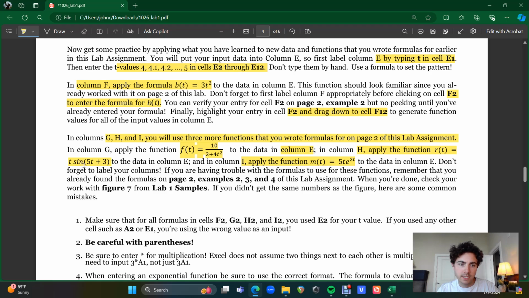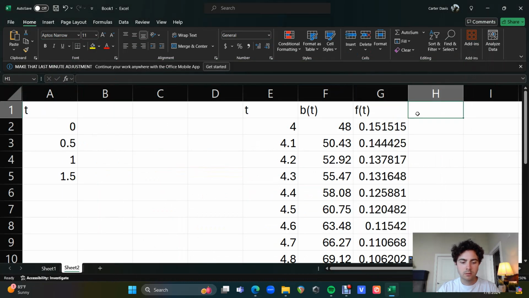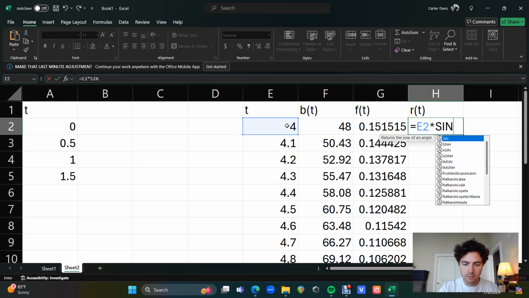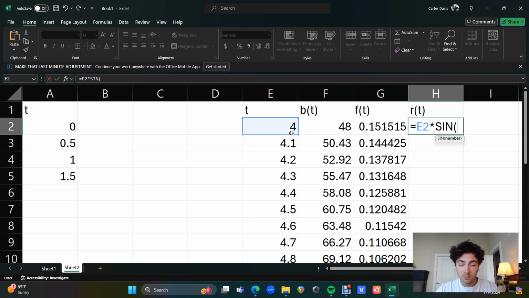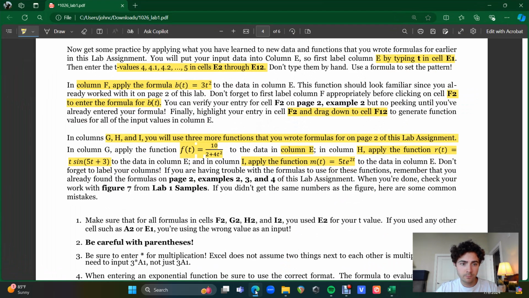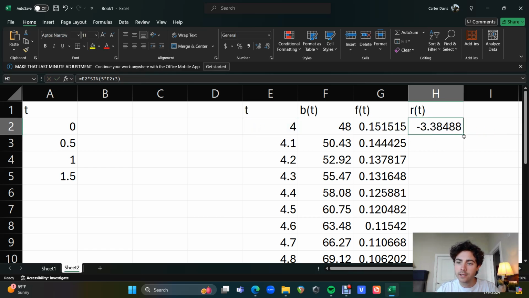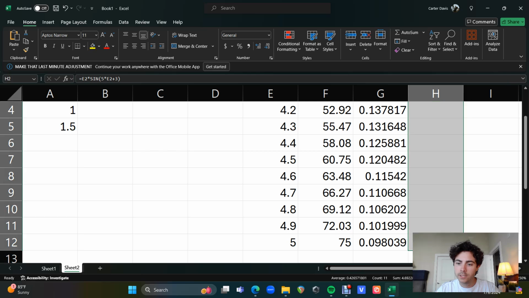Let's see, t sine 5t plus 3, that's r. R of t, I think it was t times sine of something t plus 3. What did I say? 5t plus 3. So 5 times t plus 3. And you just drag that down. You get the idea.